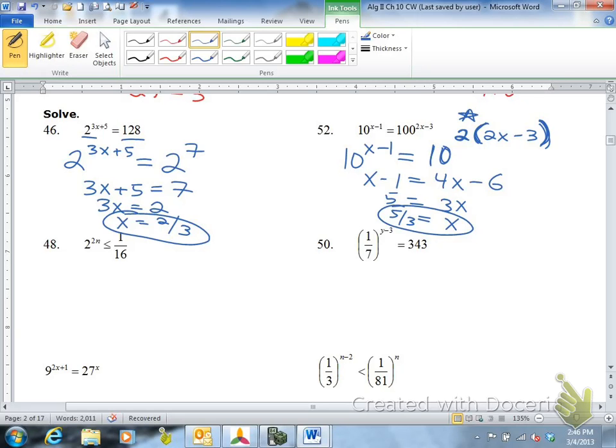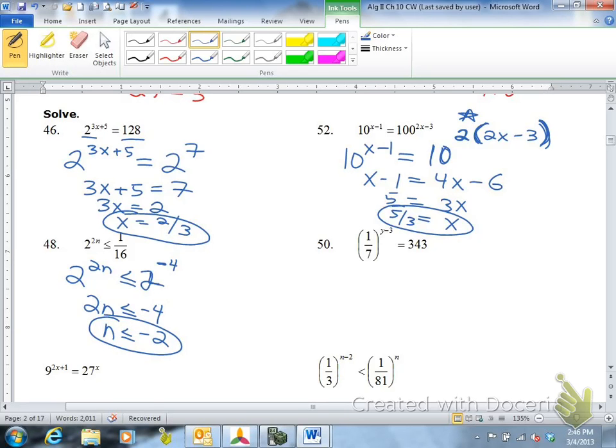For the next one, 1/16 is a fraction, so you want to change that. You'd have 2 to the 2n is less than or equal to 1/16 would be 2, to match the base of the other two. 2 to the what? It's a fraction, so we need a negative. And 16 compared to 2, 2 to the 4th is 16, so you need a 4. And once those are the same, you have 2n is less than or equal to negative 4, so n is less than or equal to negative 2.